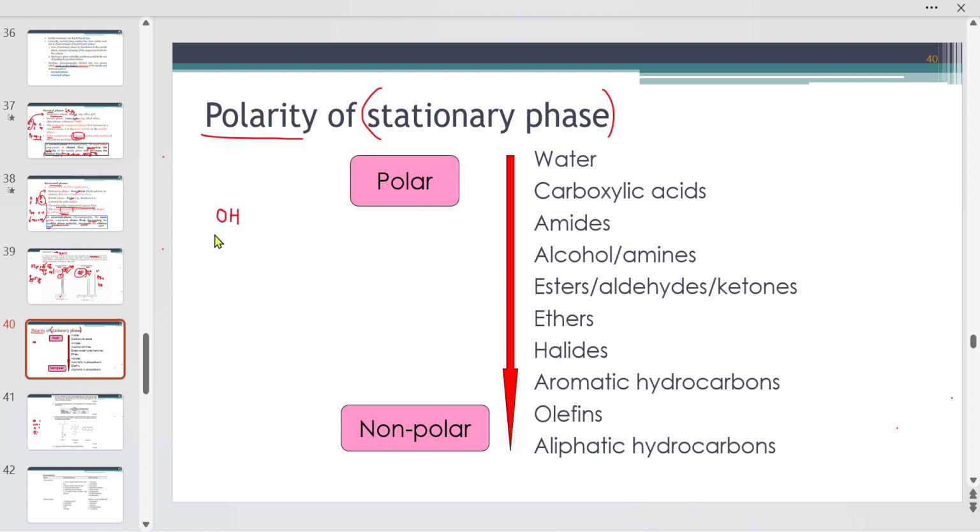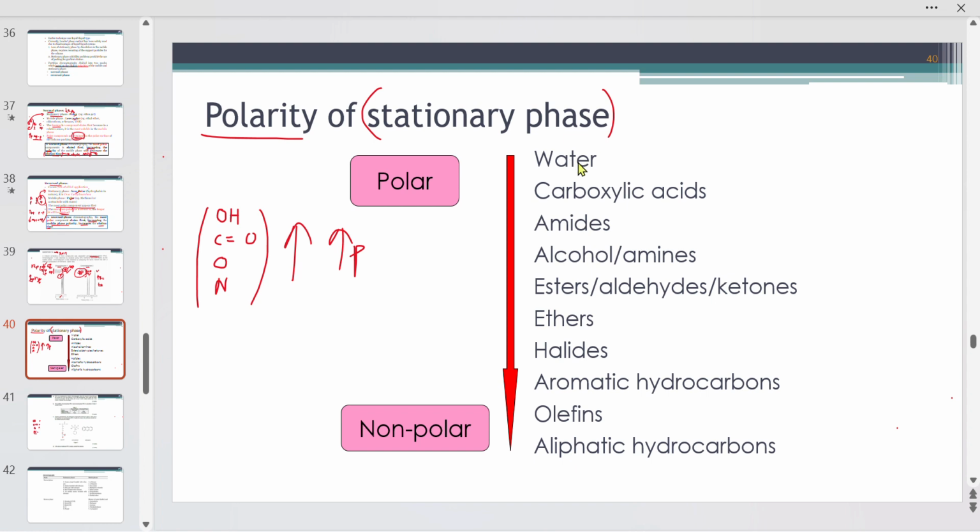For example, hydroxyl group, and then carbonyl group, and then oxygen group, and then what else? Nitrogen group. I forgot to mention nitrogen in the lecture notes, but I mention it now just in case it comes out tomorrow. Okay, so these functional groups, if you increase this functional group, you will increase the polarity.